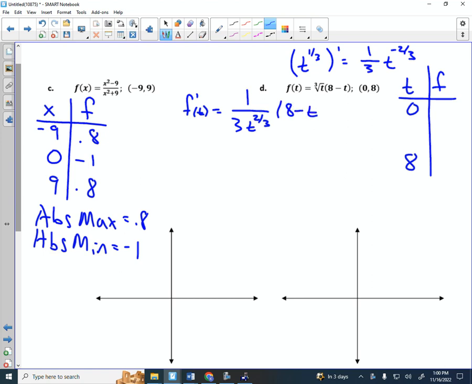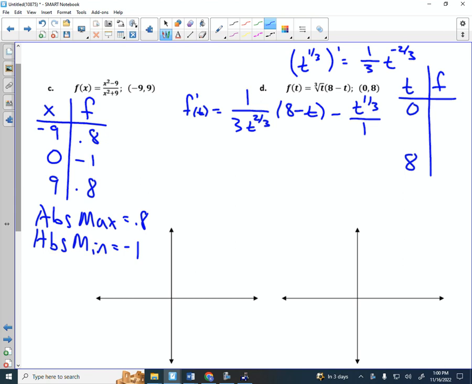8 minus t. Plus or minus? Plus. What's the derivative of 8 minus t? So we'll just make a minus, won't it? Minus, and I'm going to write that as t to the 1/3. I'll write it as over 1 since it seems we have a fraction.